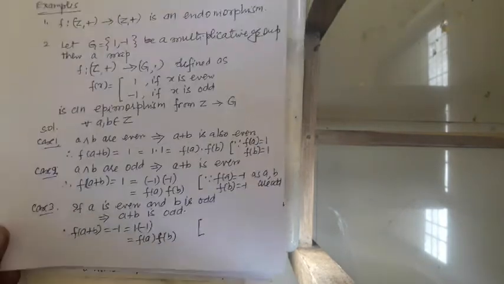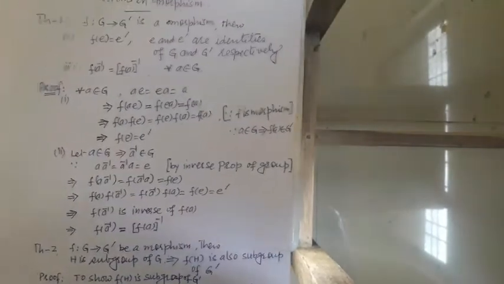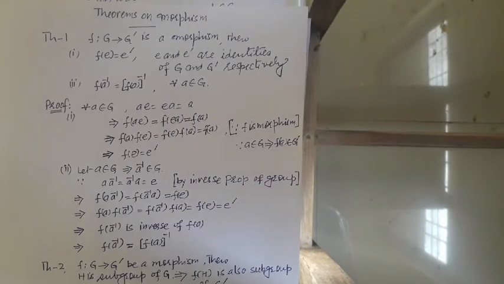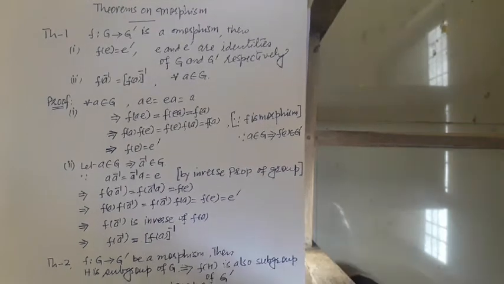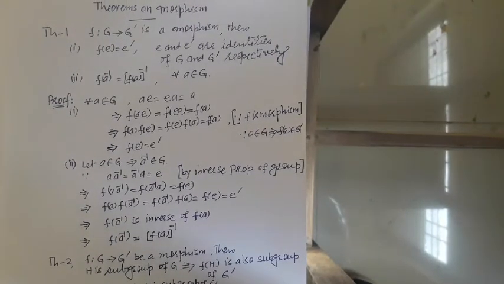Now, next question, we prove some theorems. Okay, f is a morphism from G to G dash. Then we have to prove that f of e is e dash. It means the identity of G is mapped onto the identity of G dash, and f of a inverse equals the inverse of f of a for all a belonging to G. So we have to prove this theorem.